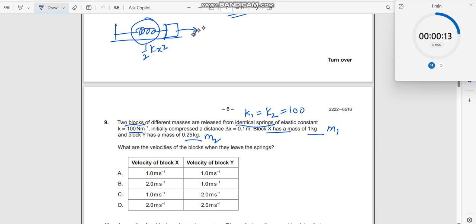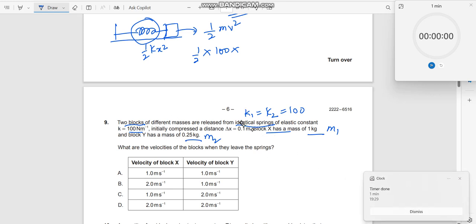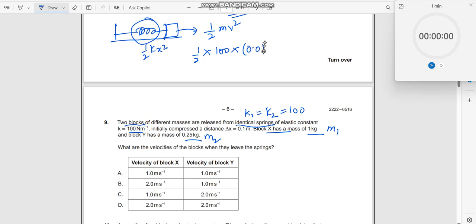And what is the energy it receives? It receives an energy equal to half mv square. So these two should be equal. Let us equate that. First, we need the velocity of block X. Let us substitute. I'll write half into k, which is already 100, into delta x, the extension, which is given as 0.01, squared, is equal to half into m, where M1 is 1 kg, multiplied by v. Is the value of v1 given? No, so it is vx square.